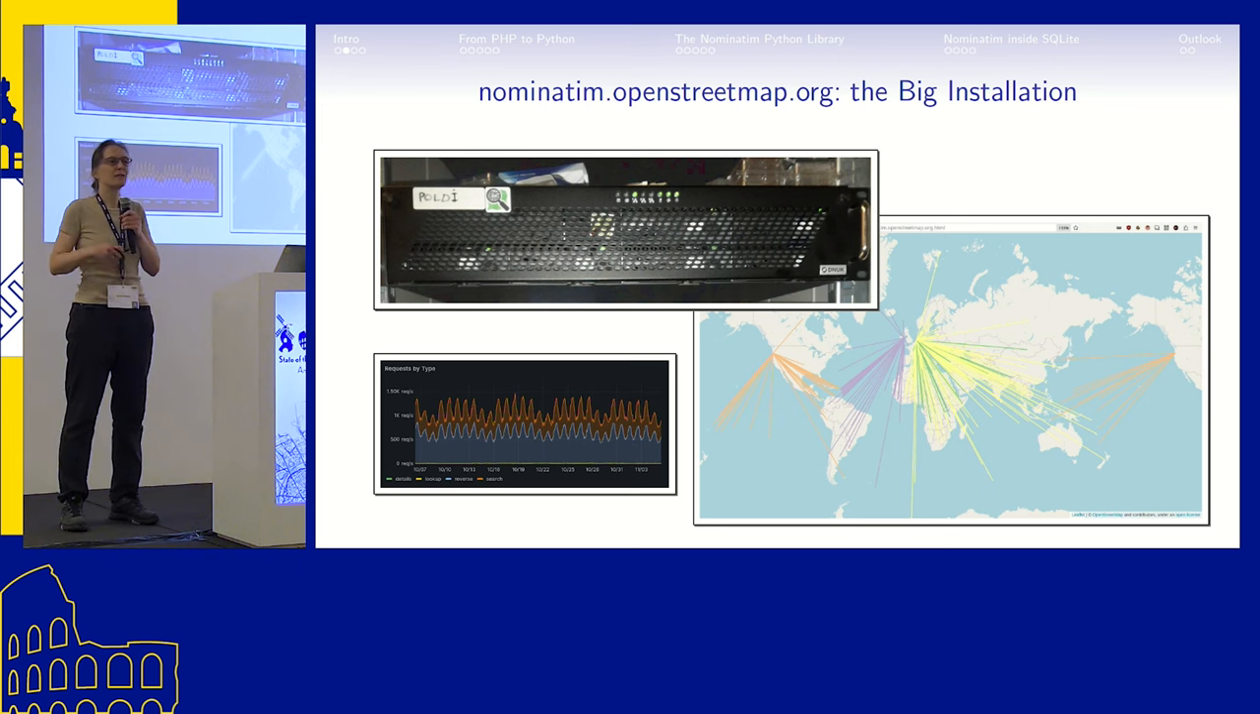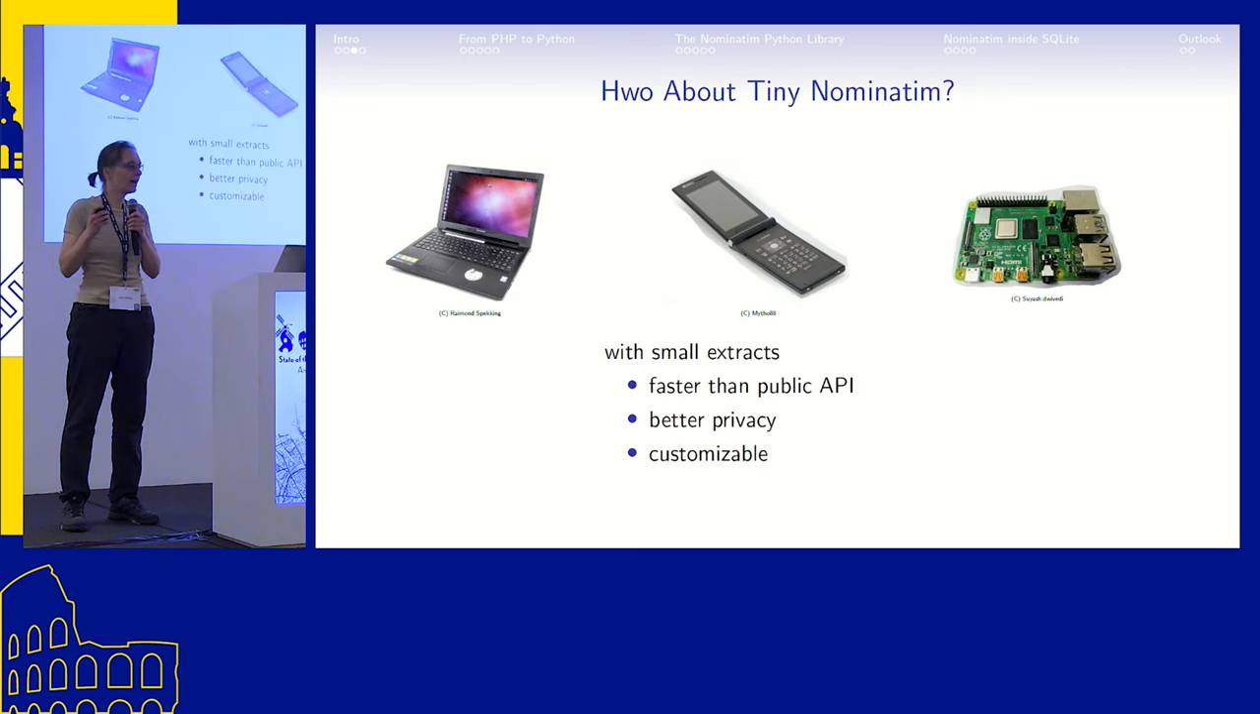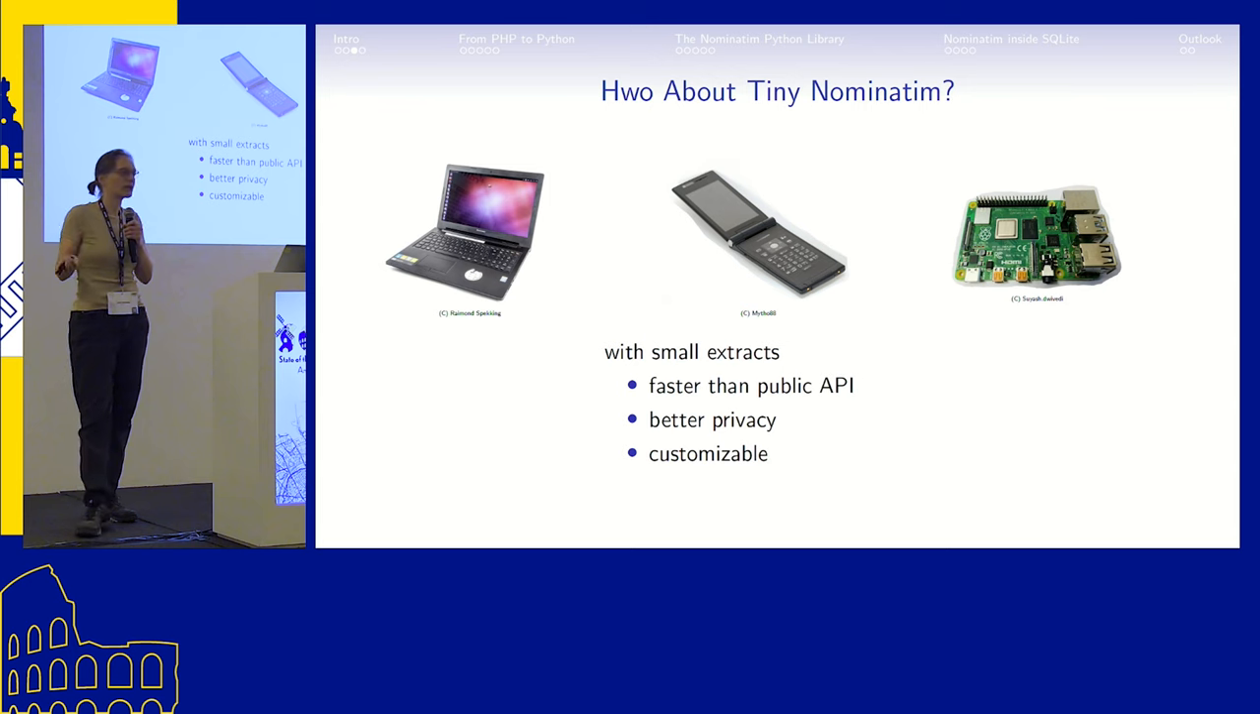But the thing is, it's a big installation because we have this many requests. And I have always been running Nominatim on my laptop because I'm developing, of course. So I know it's possible to have a smaller extract just running there. Switzerland, no problem, do it on your laptop, Belgium. But I was thinking, what if we want to go even smaller?